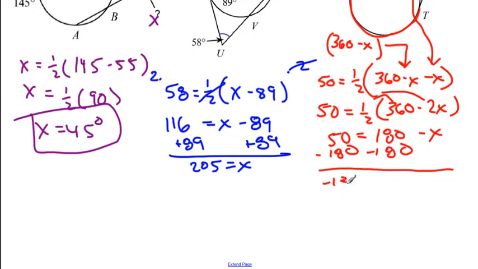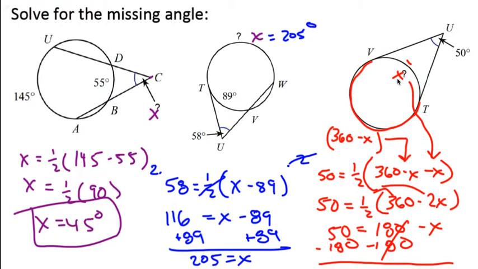I'm going to get negative 130 equals negative x. All right, we divide by negative 1, and we're going to get 130. So x is going to equal 130. What is the other angle here? You subtract 130 from 360. So the answer to the question is 130 degrees. But the other arc, if they do ask us, is 360 minus 130, which would be 230 degrees, which is larger than 130. So everything works out.